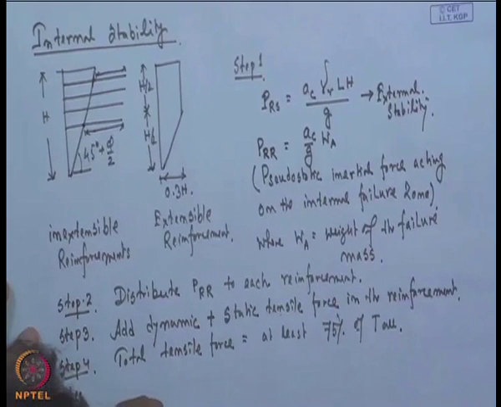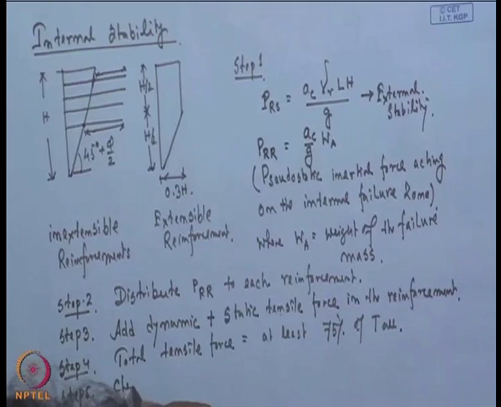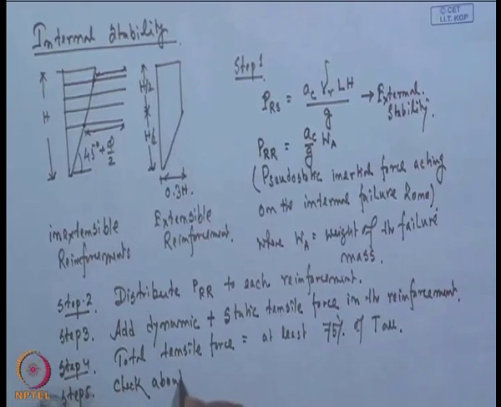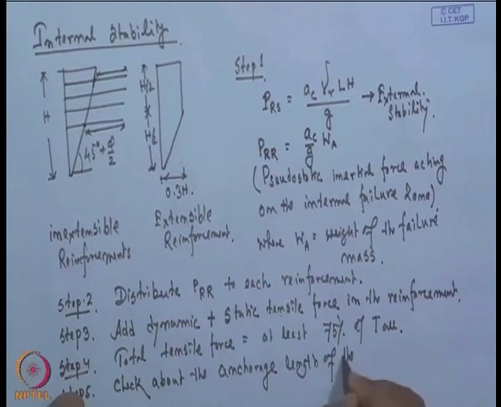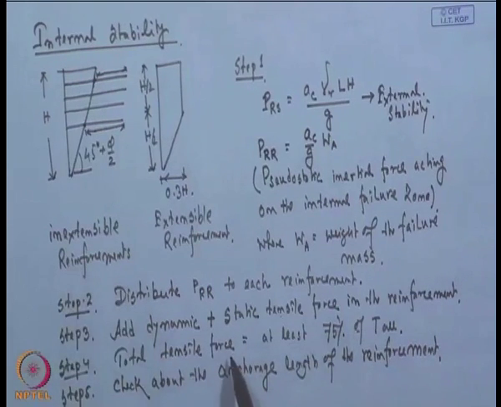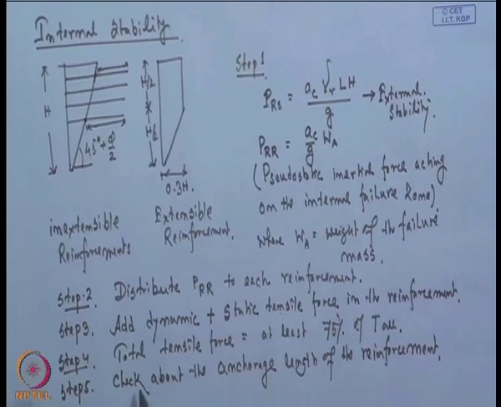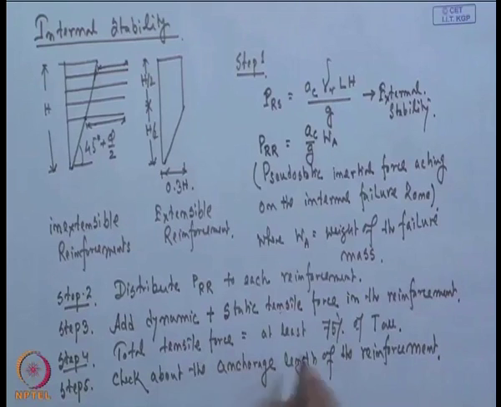Now, step 5, we have to check about the anchorage length of the reinforcement also. So, once we check the tensile strength of the reinforcement, then there is another possibility, you have to check about the anchorage length of the reinforcement, so that it can account for both static and dynamic conditions. So, we have to apply proper anchorage length beyond the failure surface, so that it can account for both the static and the tensile condition.